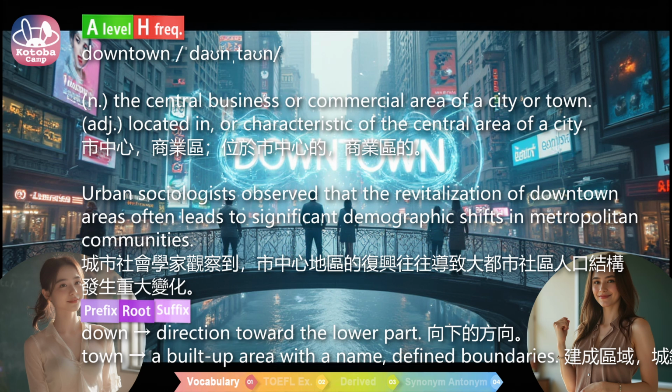Downtown. The central business or commercial area of a city or town. Located in or characteristic of the central area of a city. Urban sociologists observe that the revitalization of downtown areas often leads to significant demographic shifts in metropolitan communities.